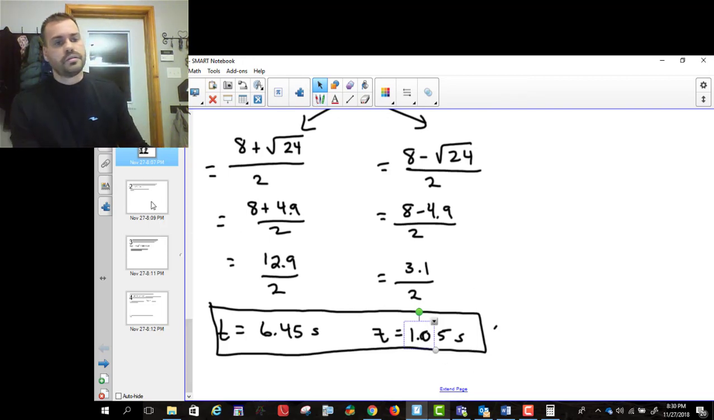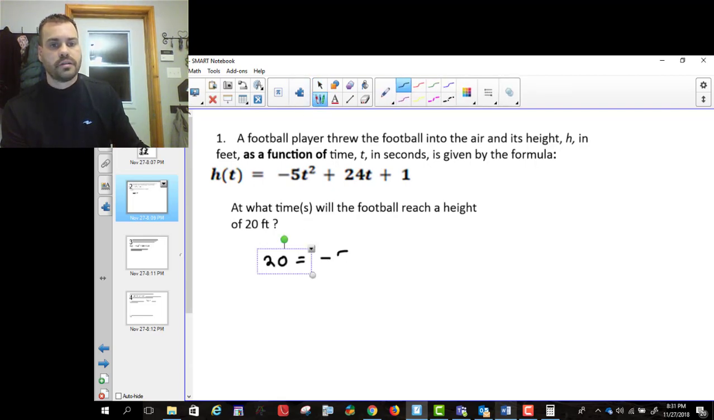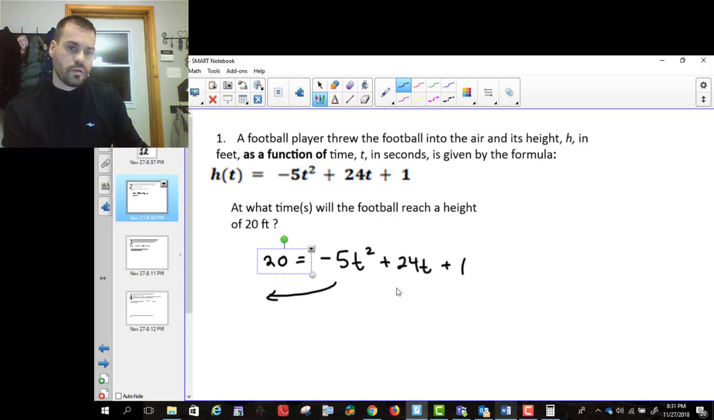All right, here's another example. Again, these are from your extensions sheet. This one says a football player is throwing a football into the air, and this is what it's modeled by as a function of time. It says, when is this football going to reach 20 feet? So again, that 20 feet is going to become our height, and we're going to have minus 5t squared plus 24t plus 1. So we're going to bring everything over.